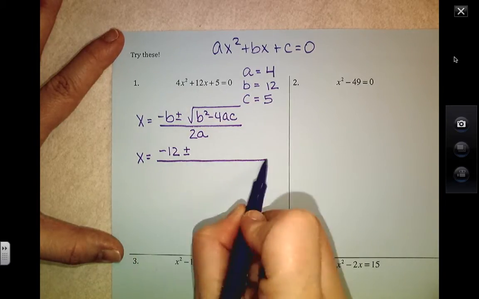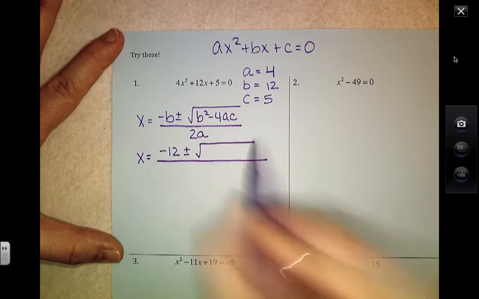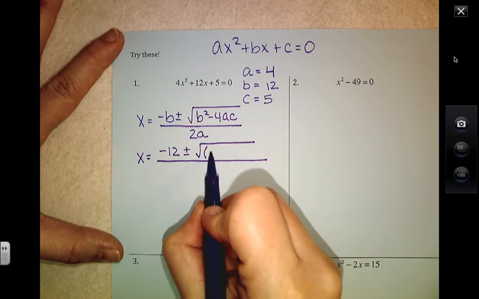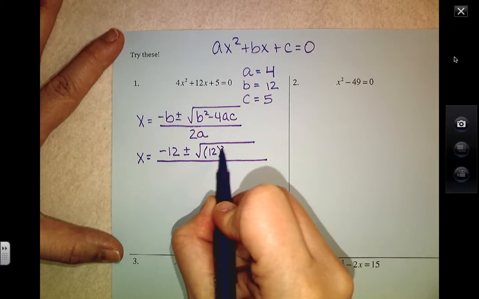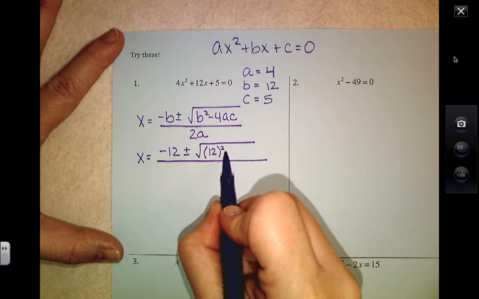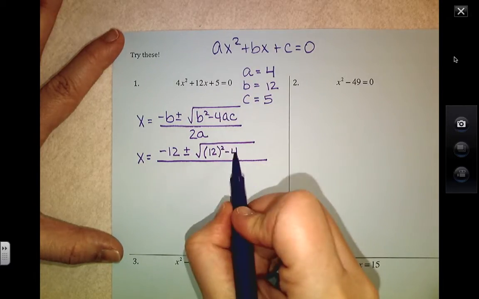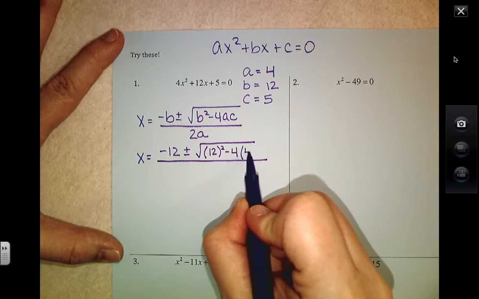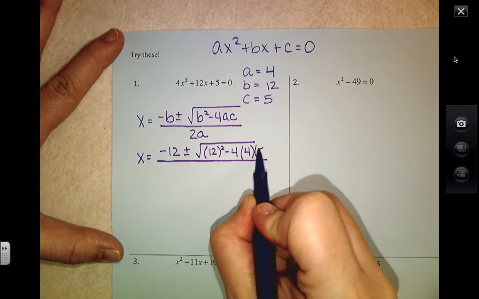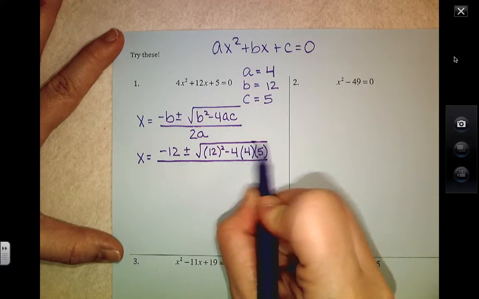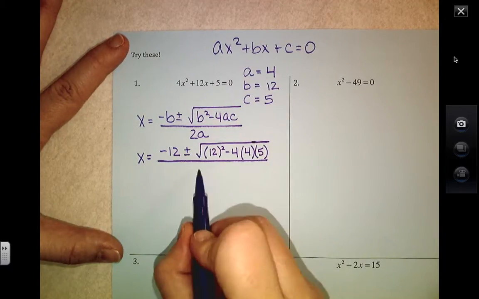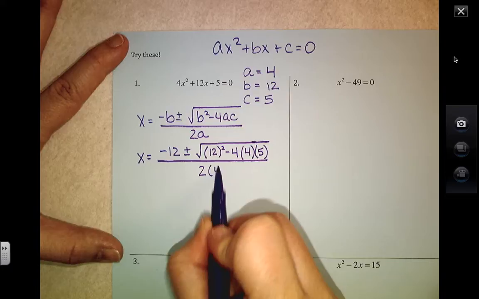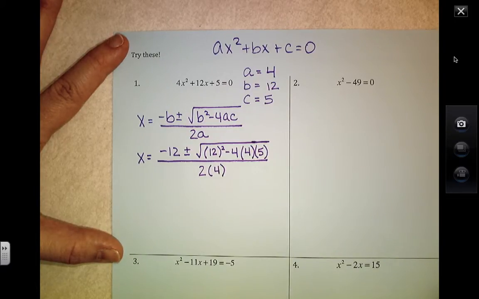Now I'd like to make my big fraction bar here. Big square root. You're going to fill in b in parentheses, so 12 squared, that's the value of b, minus 4, that's always a 4, and then you've got a, which in this case is 4, times c, which in this case is 5. And that all goes over 2 times a, which in this case is 4.